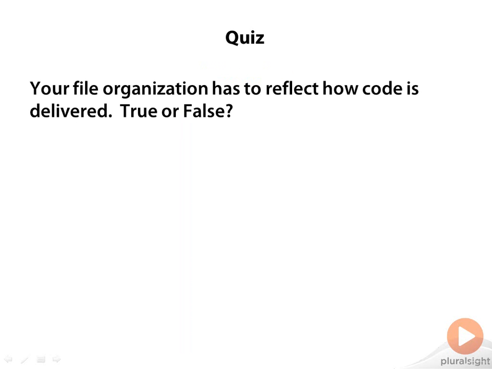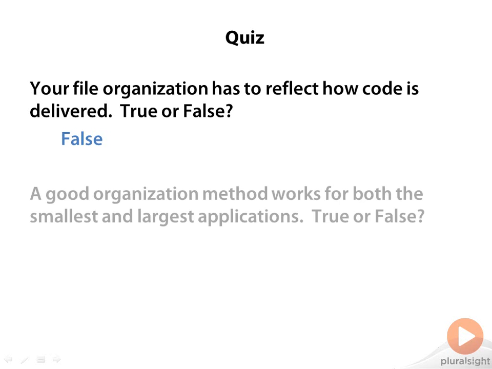Let's have a quick quiz to review what we learned. Your file organization has to reflect how code is delivered, true or false. This is false. The organization of your files does not have to reflect how your code is delivered. You can certainly deliver some files one way and some files another way.